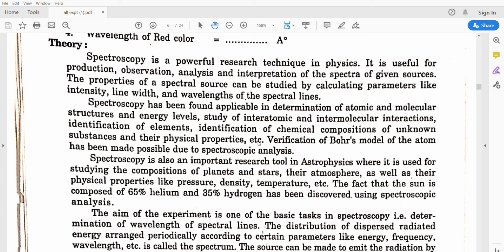We have the spectrometer. Using this we can observe the spectrum and the different arrangement of colors. The essential parts of the spectrometer include the collimator, the grating table and a telescope. It has the collimator lens, and also the grating table and a telescope.